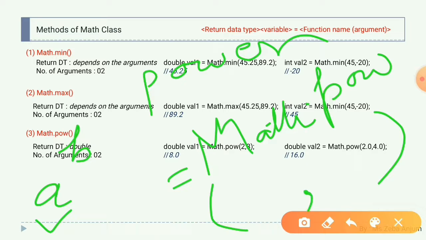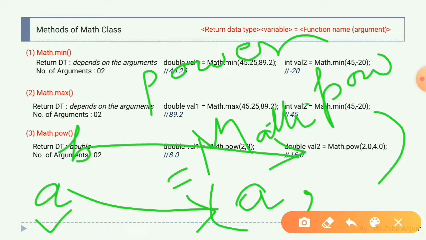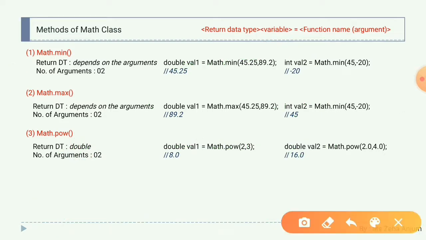So the first argument is basically your base value. Always the first argument that you have to write is your base value, and the second one you will be writing is your power. So it means a to the power b we are going to calculate, and at the very end you will be applying a semicolon with the same. Okay, now see over here are some examples.